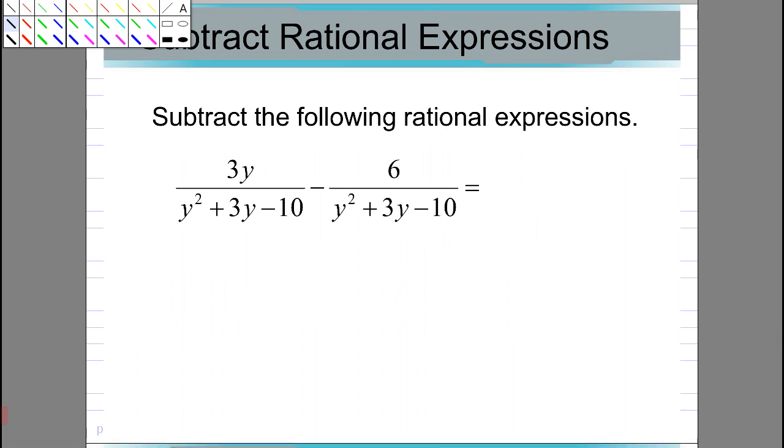Subtract the rational expressions. Okay, well, they have the same denominator. We have to check that. Because they have the same denominator, we can combine them. Y squared plus 3y minus 10. Subtracting those, we get 3y minus 6.